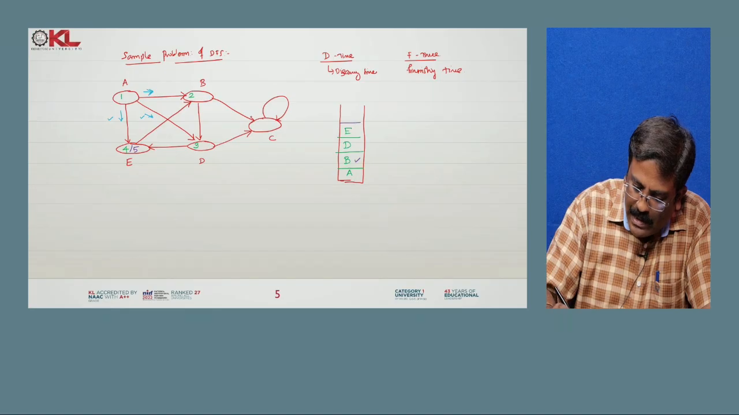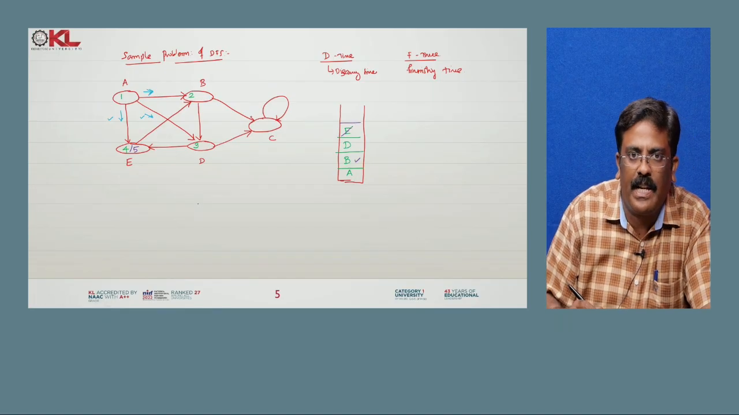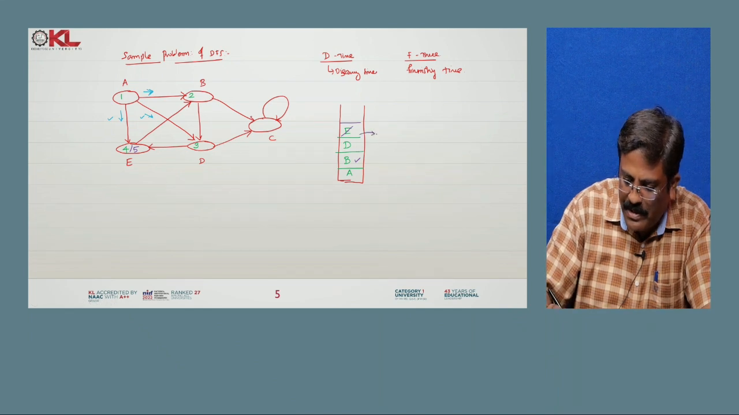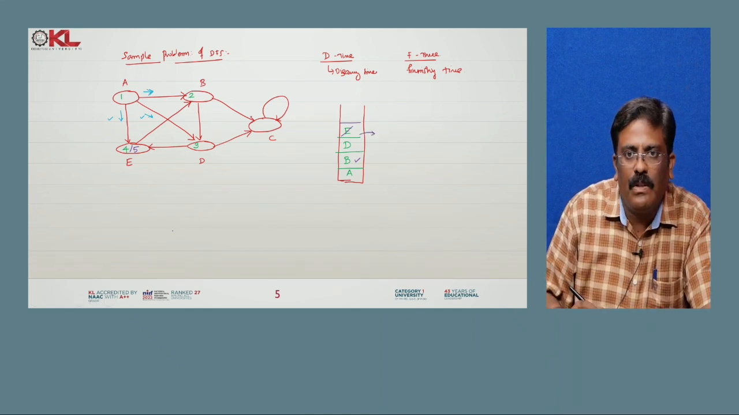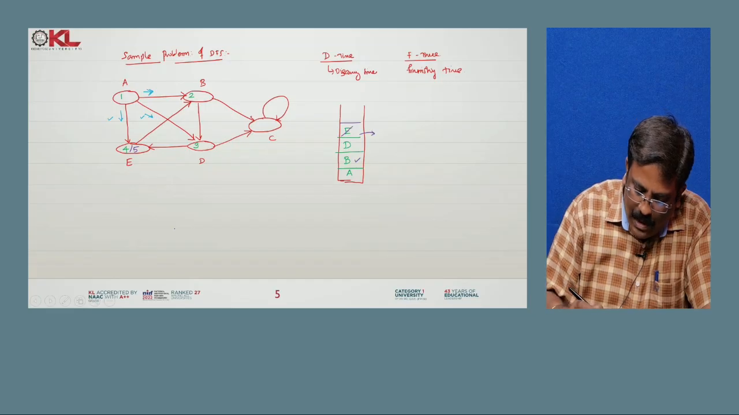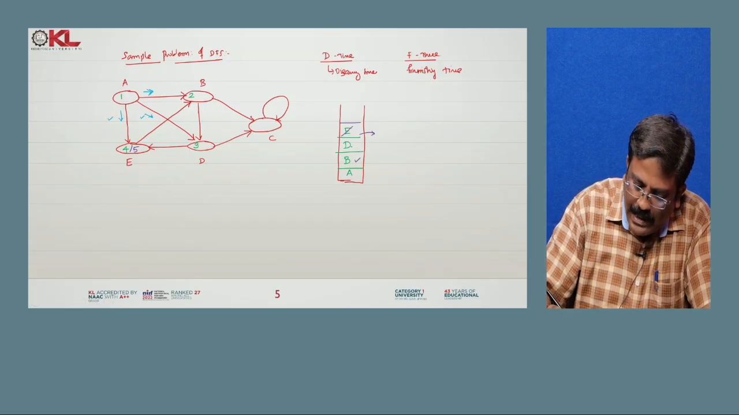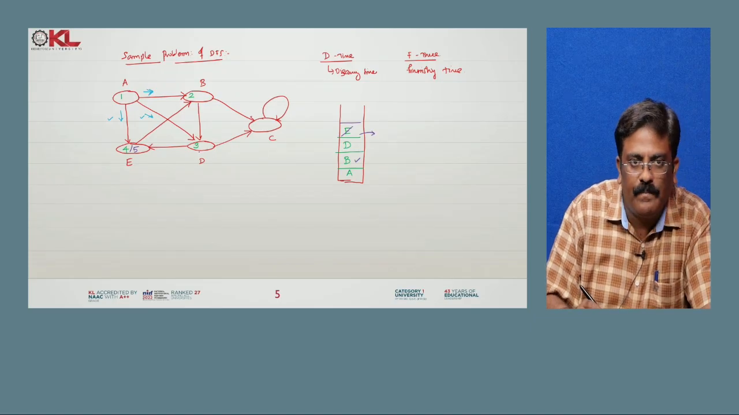So what I am doing, E gets cancelled from the stack, meaning E is going to come out from the stack because it is already visited. So once E has come out from the stack, what is the next item available in the stack? D. That means we are backtracking. From D we have come back.